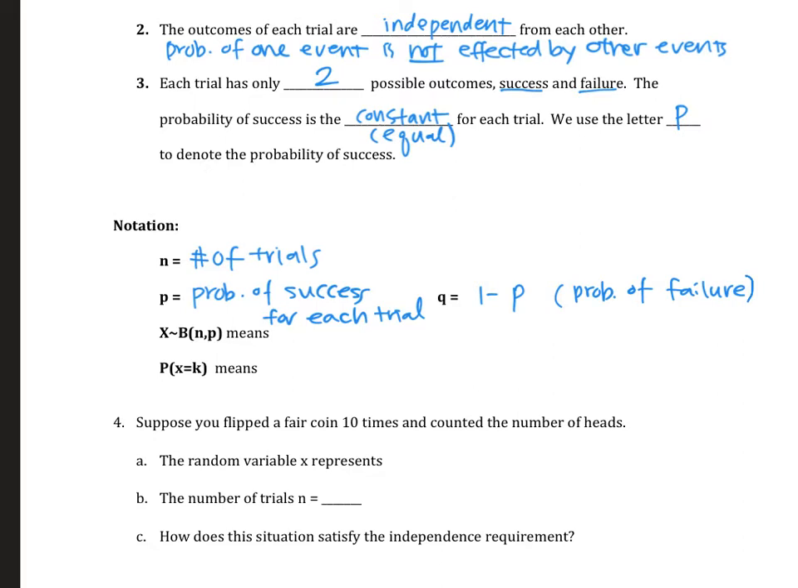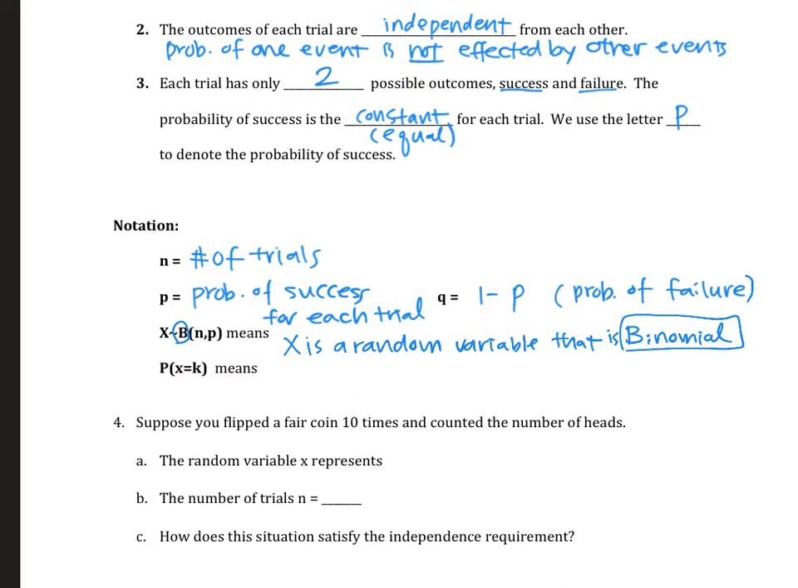You notice that there's an X and a squiggly line and then B. It's just shorthand notation for binomial. Here's the important part, the B part. It means X is a random variable that is binomial, B for binomial, and n is the number of trials, and p is the probability of success.